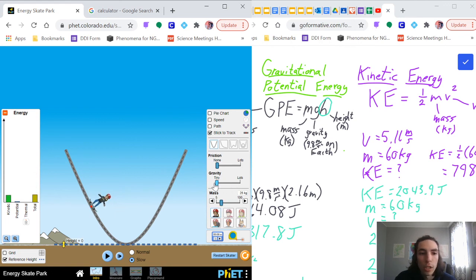But gravity only affects gravitational potential energy, which isn't surprising given the name. And velocity only affects kinetic energy. So if this person were moving faster but horizontally without their height changing, only their kinetic energy would be changing.